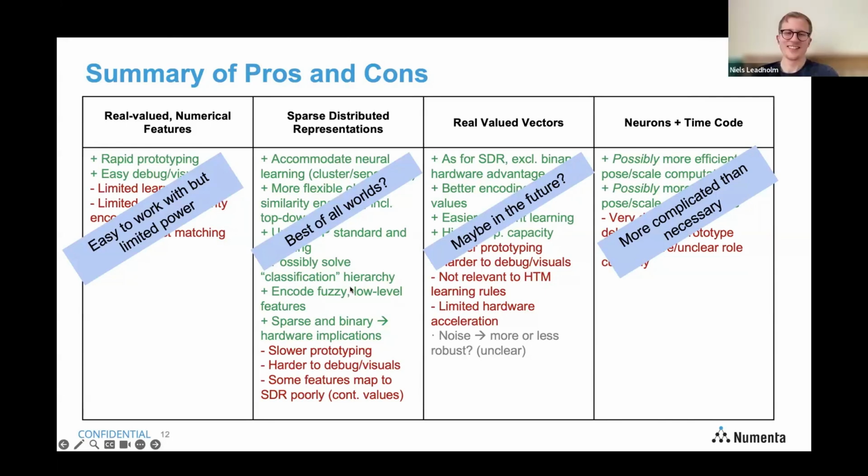Can I ask a question? Have we reached the end of what we can do with real value features and numerical representations? I would say we're more reaching a stretching point.